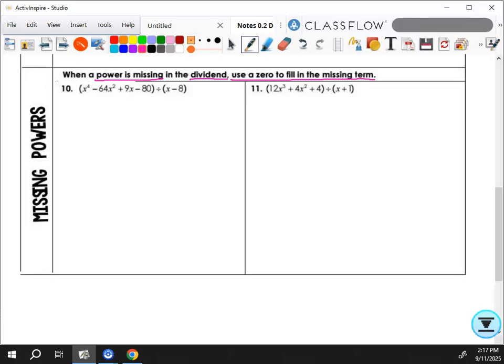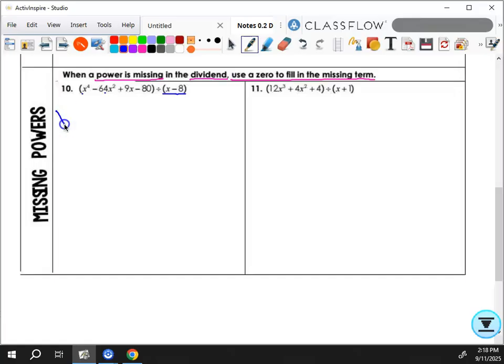So what I mean by a missing term is I have this x to the 4th, then it jumps to x squared. I'm missing the x cubed term, okay? I can be missing terms on the divisor. That's fine. Like on the other side, I think we had x squared plus 8, and we didn't have an x term. Totally fine if it's on the outside. If it's on the inside, nothing can be missing.